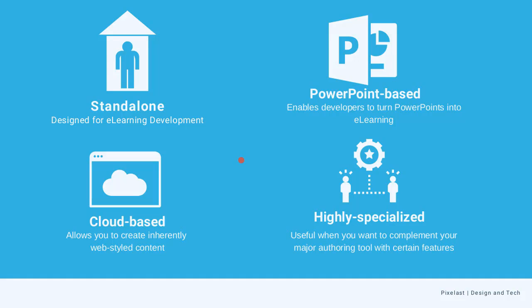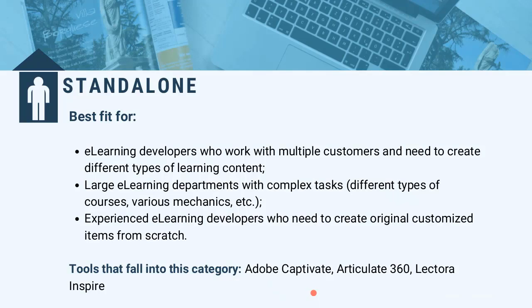It's like magic. Then you have cloud-based. This actually allows you to create content in a web style content. So it allows you to actually build it in a browser. And then finally, you have your highly specialized. This isn't something that you would be able to build a full course with by itself. It's generally used more as a complementary item to add additional tools or features into your major authoring tool. So we're going to break down and look at each of these more granularly.